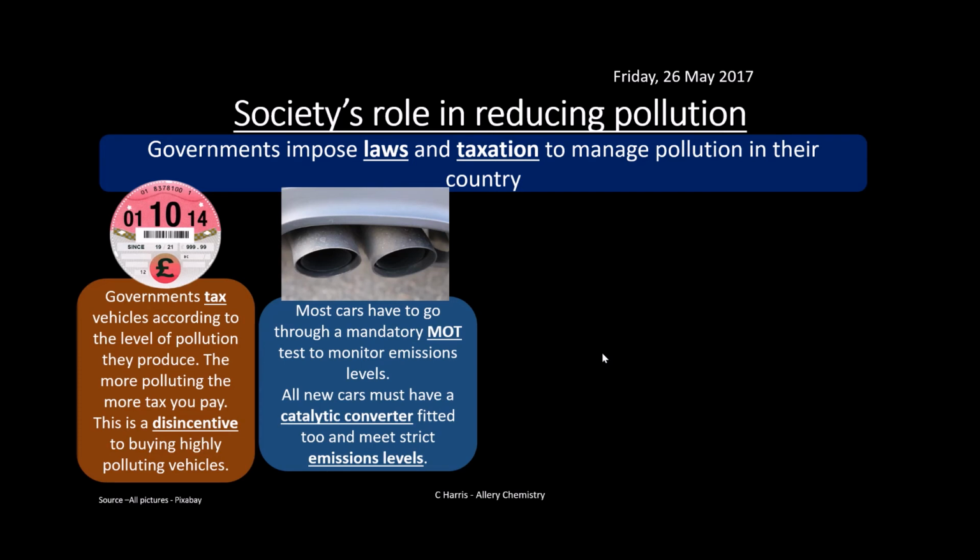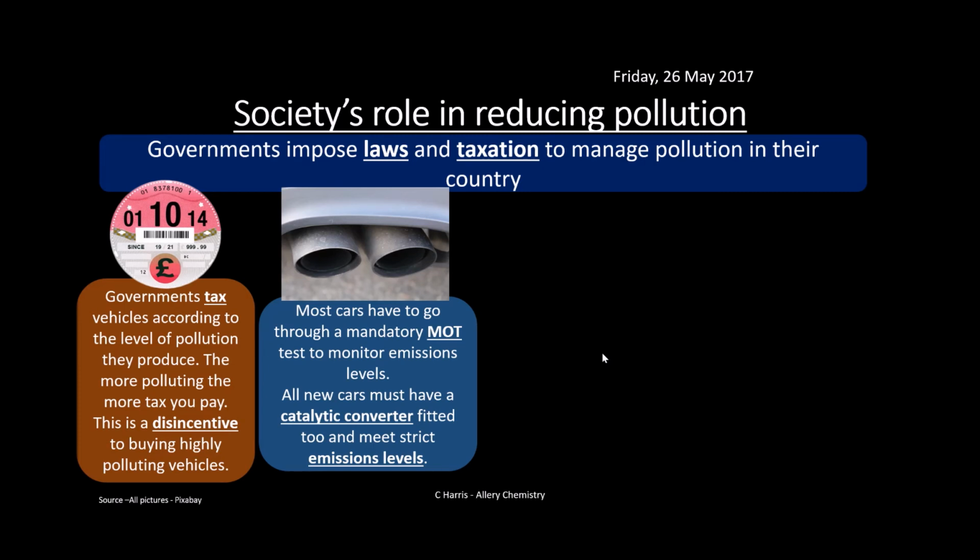Older cars though have to have an MOT every year. So it's just to make sure they test for emissions and to make sure the car is not polluting more than it should be. And all new cars now have to be fitted with a catalytic converter. And they've got to meet strict emissions standards. If they fail them, the car cannot be sold in the UK. So all cars by law must have a catalytic converter attached to them now.